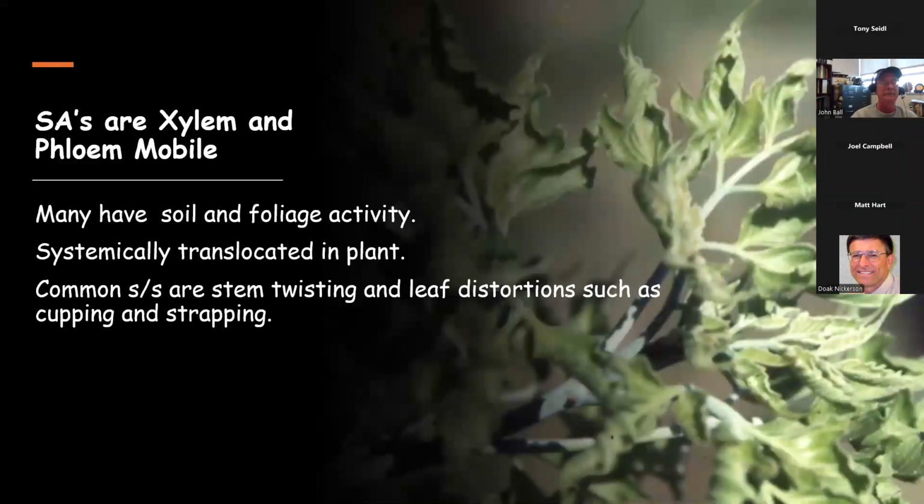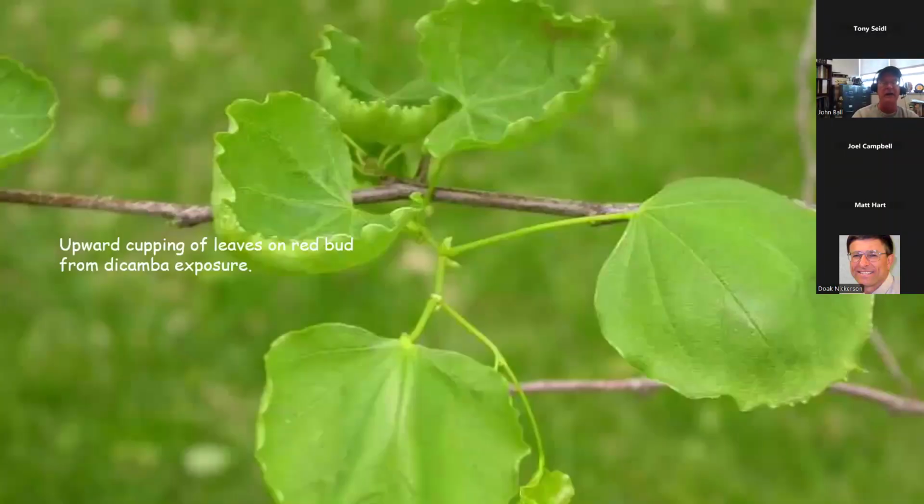Now, these again are xylem and phloem mobile products, by the way, so you will find them in both. They have soil activity and foliage activity. In other words, if you spray them as a drift, they can affect the plants. If they're just sprayed on the soil, they can affect the plants. And they are going to move throughout the plant, showing up first at the tips. Stem twisting, leaf formation, distortion are very common for these.